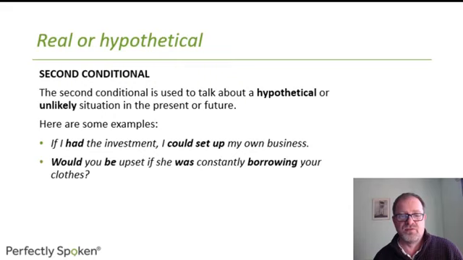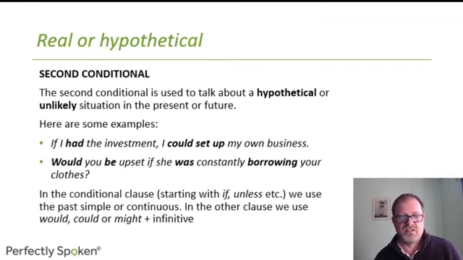Would you be upset if she was constantly borrowing your clothes? Here we've got would plus infinitive, if plus past continuous. In the conditional clause, starting with if, etc., we use the past simple or continuous. In the other clause, we use would, could, or might plus the infinitive. I could set up my own business. Would you be upset? Okay, so we're talking about hypothetical things, impossible things, etc.